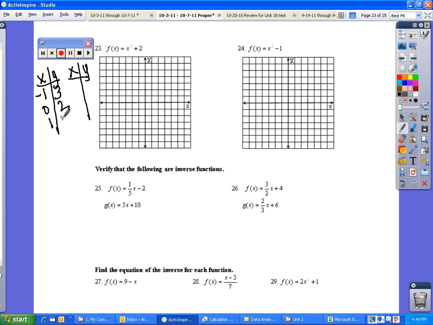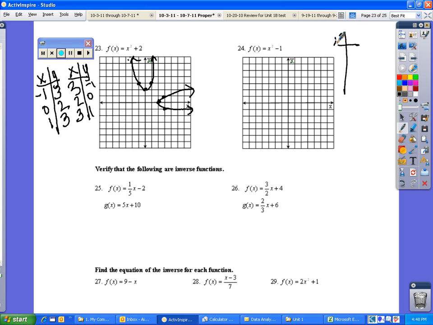1 squared is 1. 1 plus 2 is 3. So negative 1, 3. 0, 2. And you can see how it's going to make that u. And then the same thing over here. I'm going to flip them. 3, negative 1. 2, 0. 3, 1. There's that reflection. 2, 0, and 3, 1. And you're going to get that sideways looking graph.